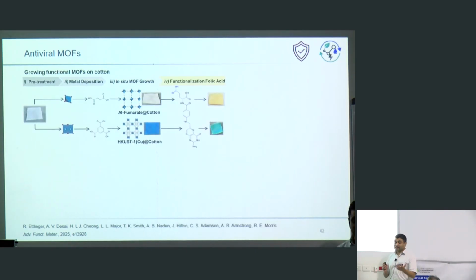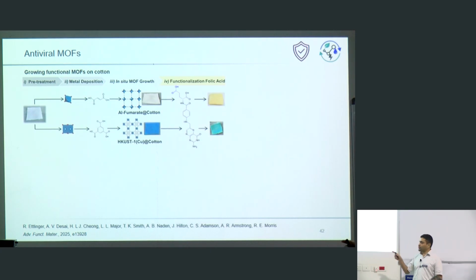So taking this further, you don't want to work only on powders. You want to take it to some real world application. So what you can do is take a cotton fabric, or essentially a cotton film, and start growing morphs on top of it. Once you grow the morphs on top of it, you then functionalize the morphs using folic acid, and the color changes over here. This is a copper morph. It goes from blue to green. In the case above, it's the aluminum fumarate. It goes from white to yellow.